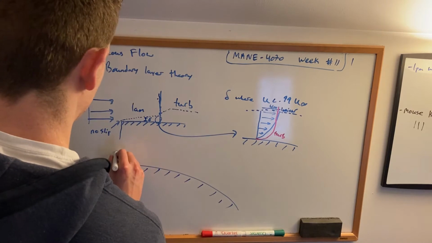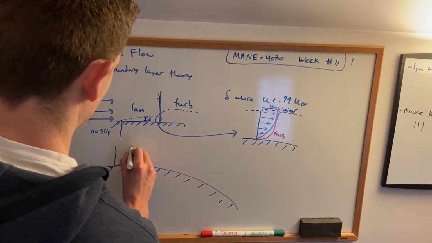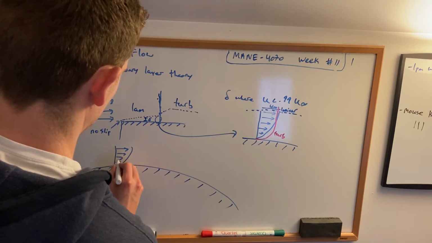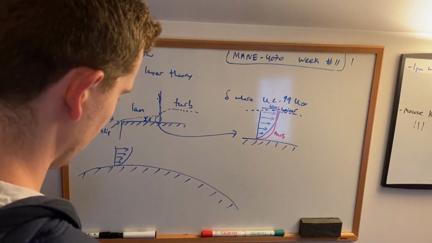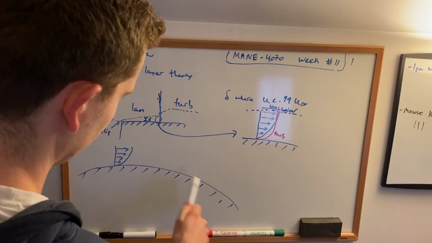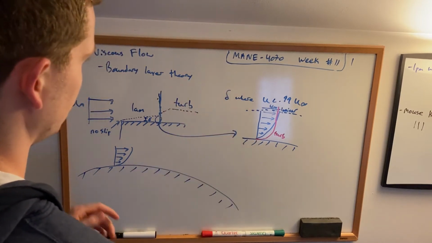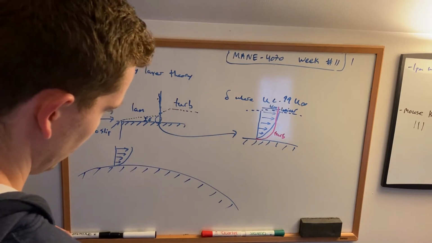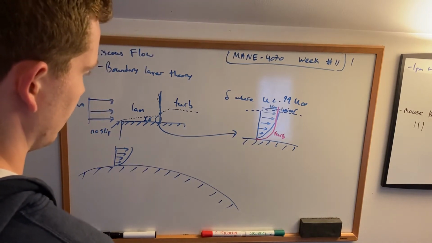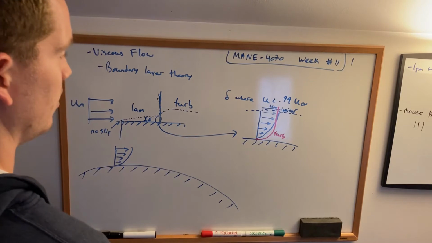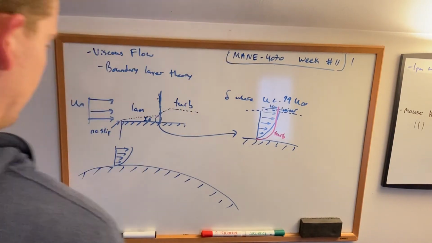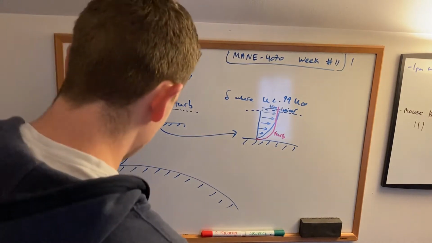Our flow will look something like this. But if you know anything about airfoils, you know that as you round this downward camber, the pressure is going to change. And so at certain angles of attack, that pressure can develop what's known as an adverse pressure gradient.